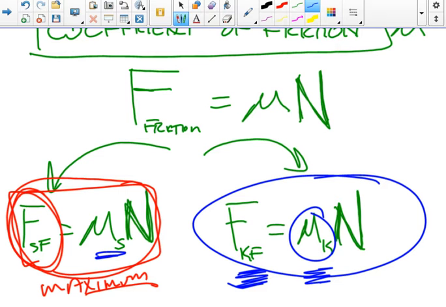So, knowing that this is how we might calculate friction, this gives us another level to look at. Let's look at a relatively simple problem. Let's jump to number 12.